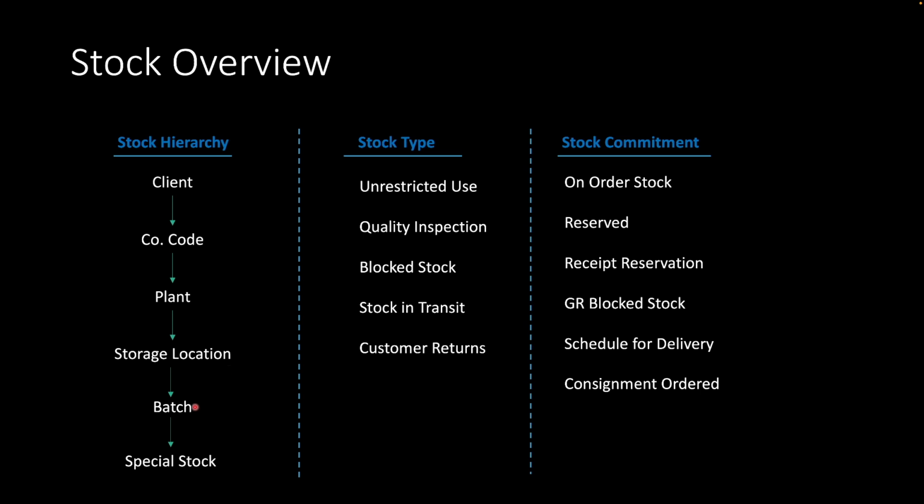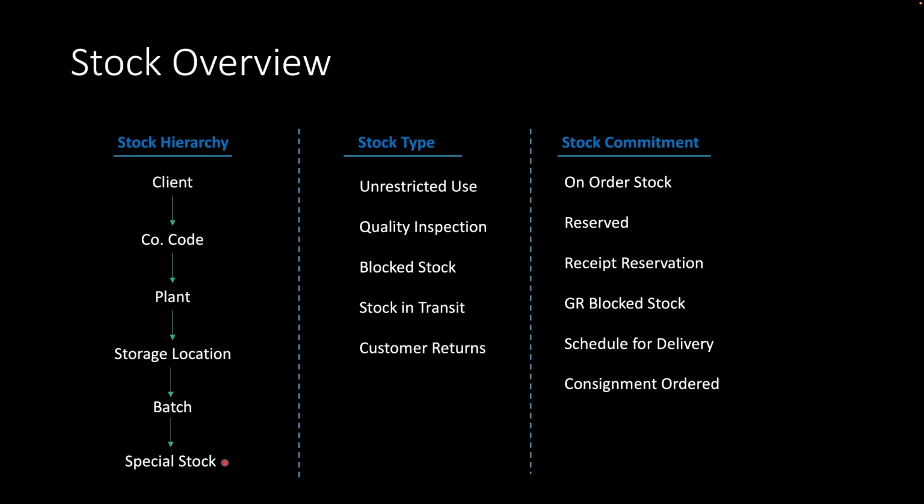And then along with storage location and batch, you have something called a special stock. Now what is a special stock? As we have seen in our special procurement series, there are multiple procurement methods in which special procurement is done, like consignment or subcontracting. So when you deal with special procurement activities, you will have special stocks that you will manage.